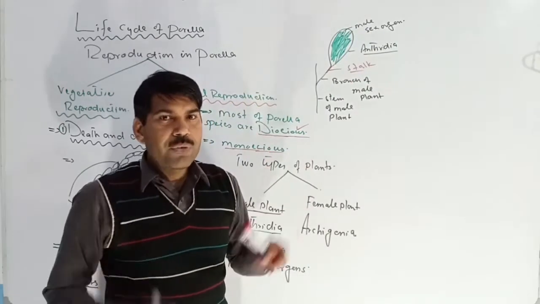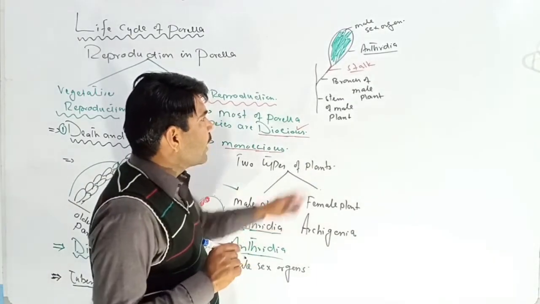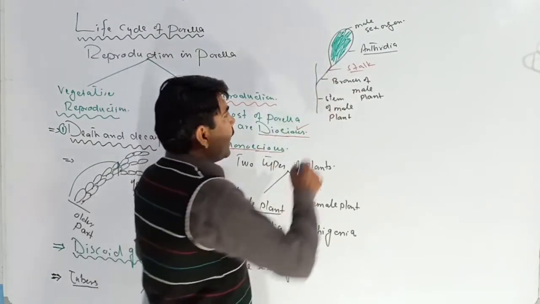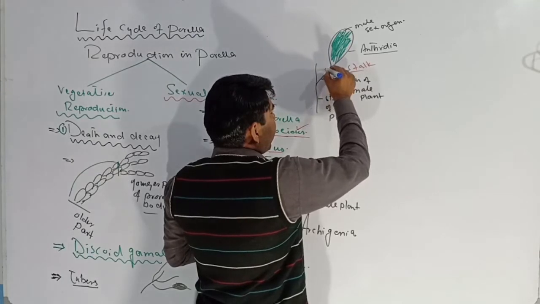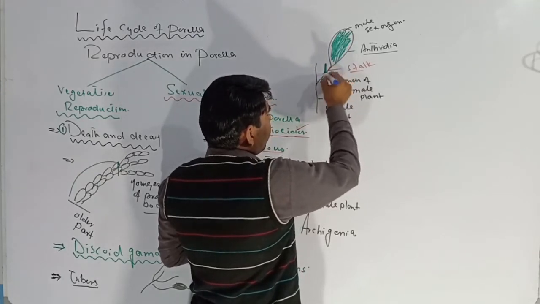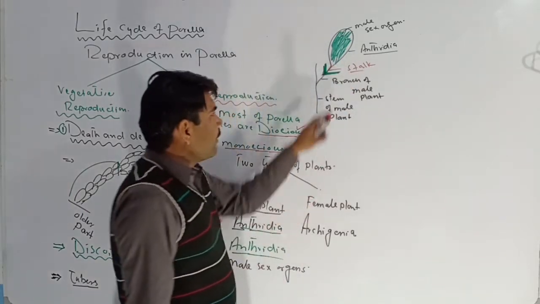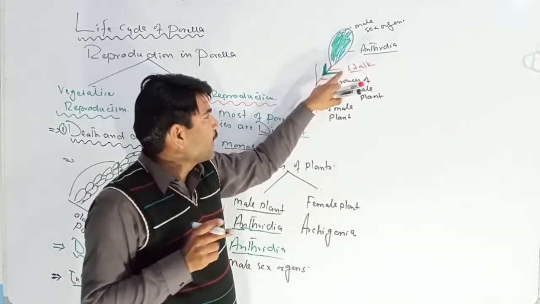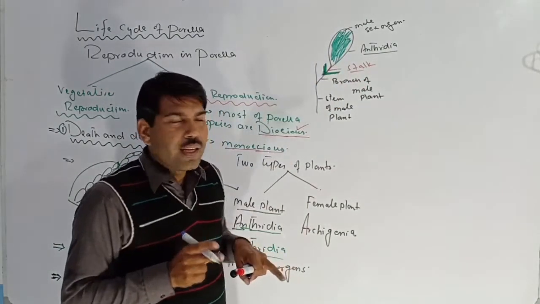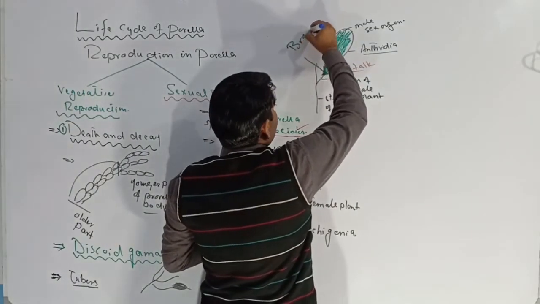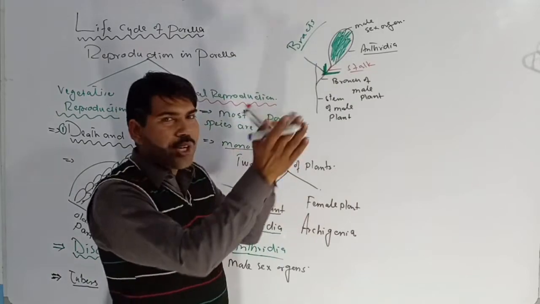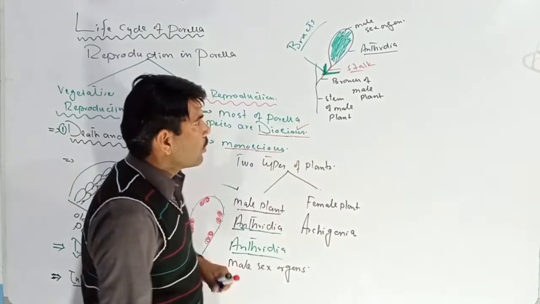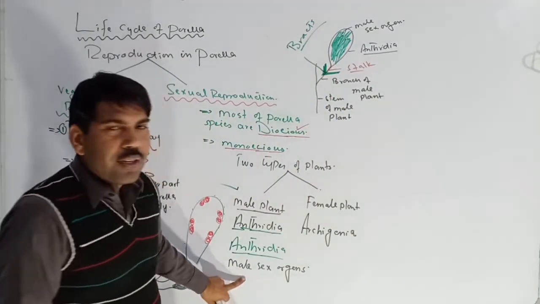But one thing which is very important to understand is that this is a male branch, a short branch of the male plant, and it has the stalk, and here are some leaf-like structures. These leaf-like structures are present at the stalk where the male sex organ is present. These leaf-like structures are known as bracts. These bracts are surrounding the male sex organ at the fertile branch of Porella. So that was all about antheridia.